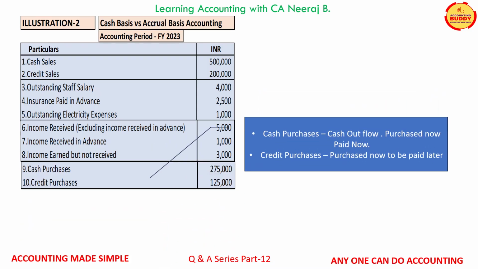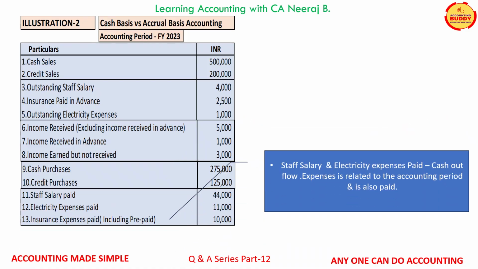There is a cash purchase of 275,000 and a credit purchase of 125,000. For cash purchases, value is paid immediately and for credit purchases, it will be paid at a future date. Staff salary of 44,000 and electricity expenses of 11,000 are related to the accounting period and are also paid during the accounting period. Now, an important point to be noted for the payment of insurance expenses of 10,000 is that it also includes 2,500 which is paid for future periods.